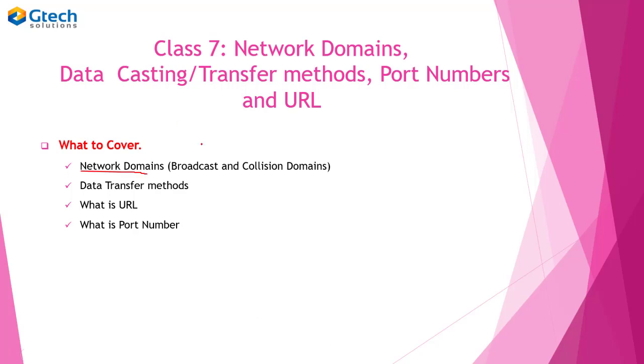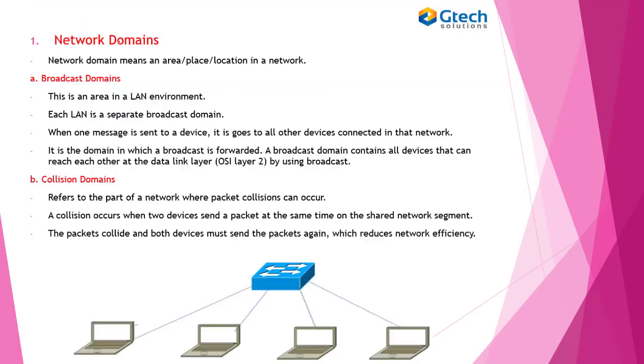Under network domain we will understand what a broadcast domain and collision domain mean, and we'll move down to data casting or data transfer methods, then the URL. Then we will summarize our class by explaining what a port number means. Okay, so let's see what we have next.